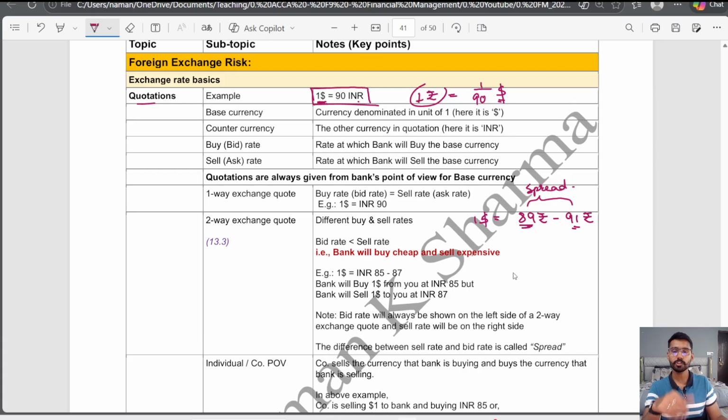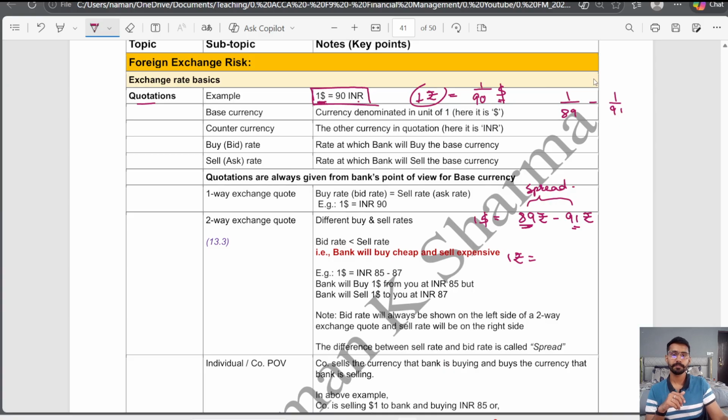Now let's say the quotation was given differently. This brings me to another point. How do you reverse the quotation? In this case, I did it very simply. 1 dollar is equal to 89 to 91. In a two-way exchange, how do you change the base currency? You take 1 rupee is equal to, and you take the reciprocal. So can you take 1 upon 89 to 1 upon 91?